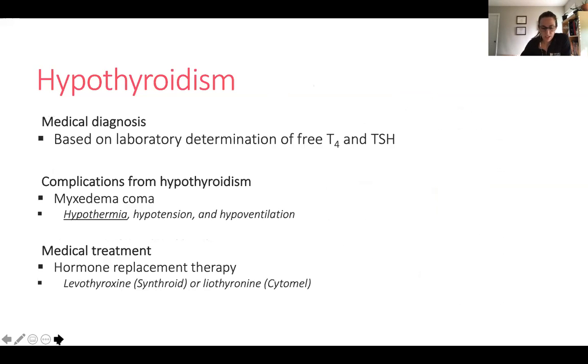So the medical diagnosis is also done on lab testing of free T4 and TSH. The T4 is going to be low with hypothyroidism, except for when the problem is tissue resistance to the hormone. As far as complications, they could end up in a myxedema coma, and that is characterized by hypothermia, hypotension, and hypoventilation.